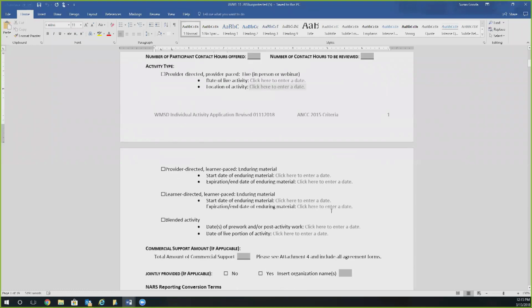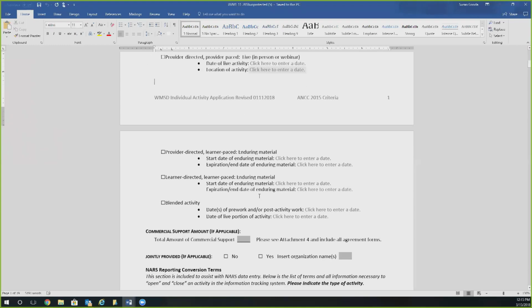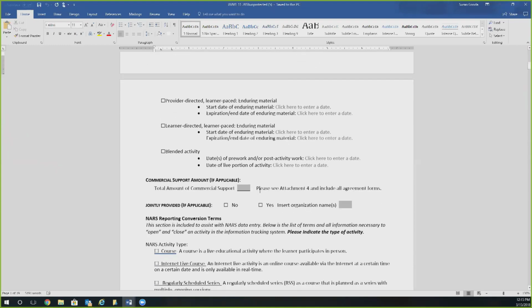So let me stop and ask if there's any questions on activity type. So for like a one-day conference, it would be your provider-directed live, right? Correct. It would be the first box. And then if you wanted to do like a lecture that you wanted people to be able to access for a certain period of time, that would be the enduring material? That's correct. Okay, we'll move on.